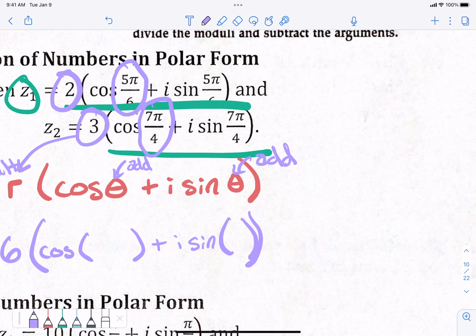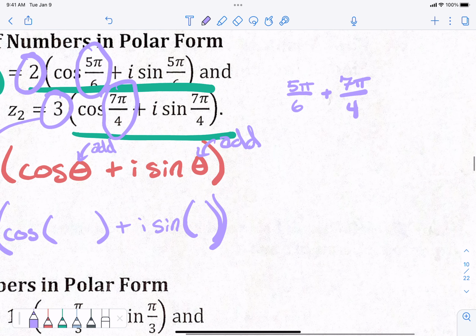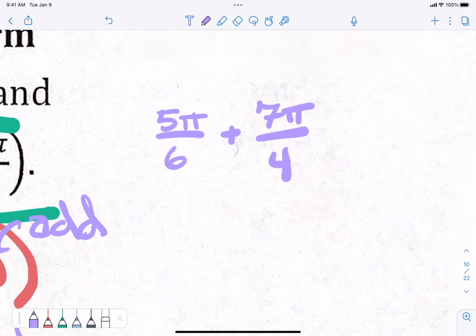Don't give me a decimal when you're adding. We're almost done. We're adding 5 pi over 6 to 7 pi over 4. Don't give me a decimal. How do we add those two together?